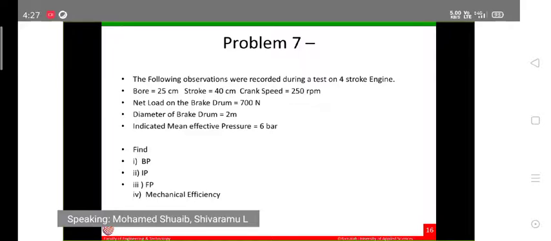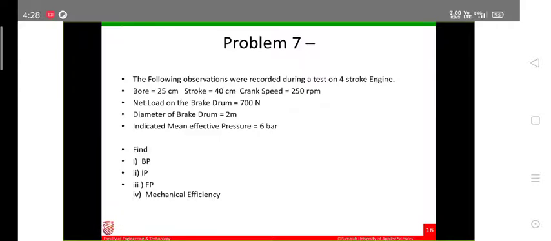See, pressure they have given in bar again. To assume, because they have not mentioned the number of cylinders, you need to assume K is equal to 1.